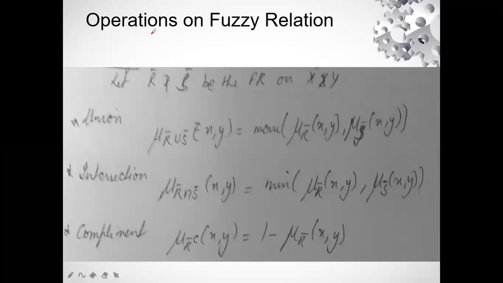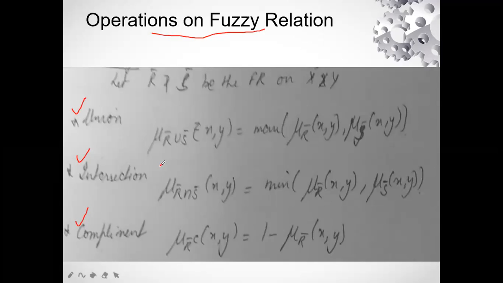Now we have operations on fuzzy relation. As we have done the operation on fuzzy sets, operations on crisp sets, operation on crisp relation, same way we are going to do the operations on fuzzy relation. How do we do that? The main three operations on fuzzy relations are: the first one called the union, the second one called the intersection, and the third one called the complement. So how do we define? For the union, every time you are going to find out the maximum out of the membership function of two sets. Here we are talking about two relations.